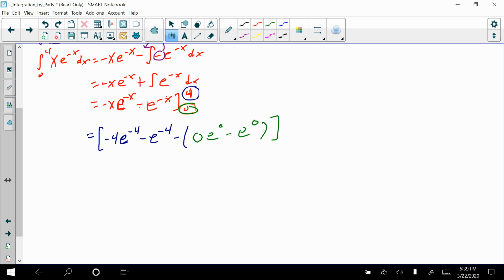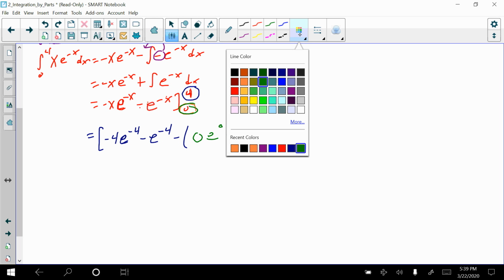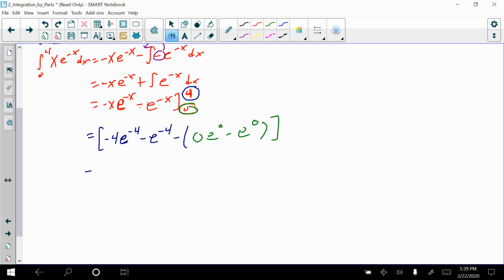Okay, let's see what we wind up getting. These two here, negative 4 e to the negative 4 and negative 1 e to the negative 4, are like terms. Those will combine to give me negative 5 e to the negative 4. Here, anything multiplied by 0 becomes 0, and anything to the 0 power becomes a 1. So that'll be minus 0 minus 1.